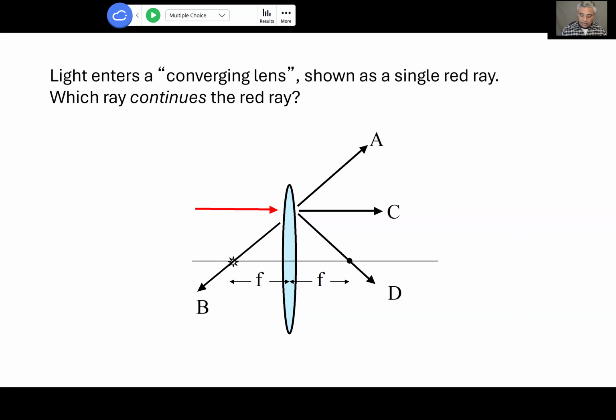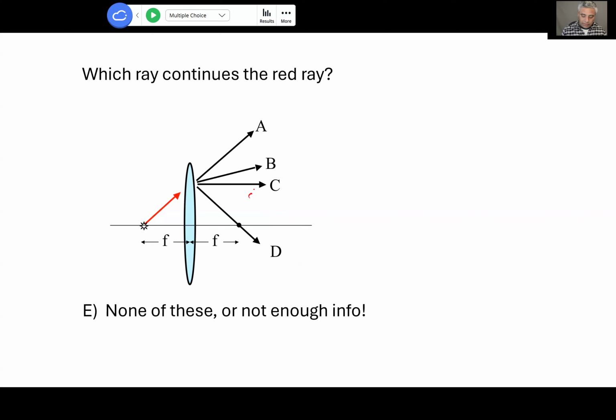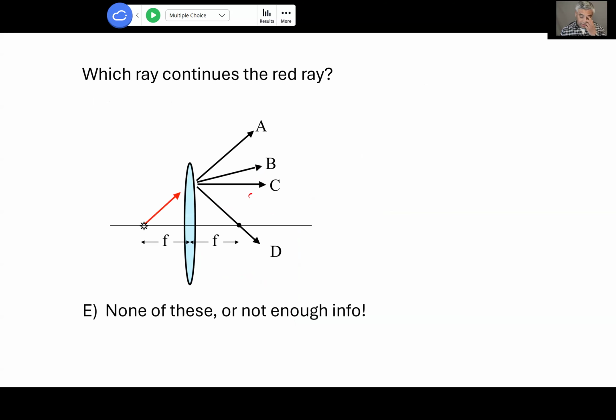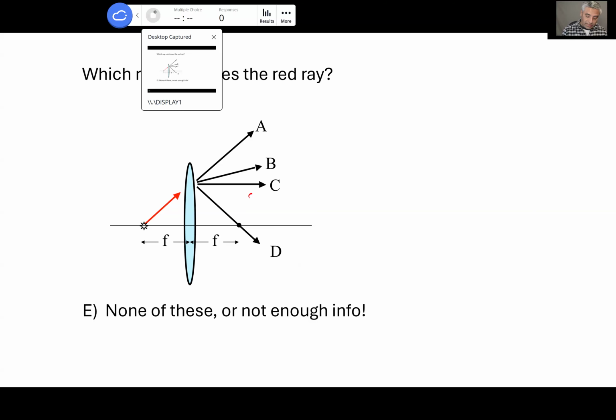So this is parallel to the axis, and when it refracts, it goes like that. Now there is another question, and you have a minute.